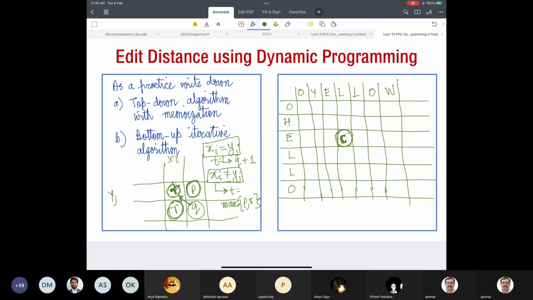Just one question. The reason why we're going from Q to T, that is from the higher index to the lower index, is that we know that till this point so many elements have matched.